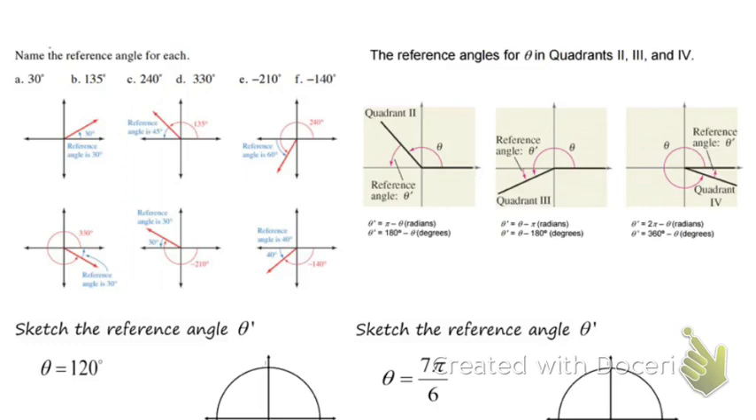So this one says name the reference angle for each. Well, the reference angles are all down here. So if we look at 30 degrees, we're looking at this one. Our reference angle is just 30 degrees.